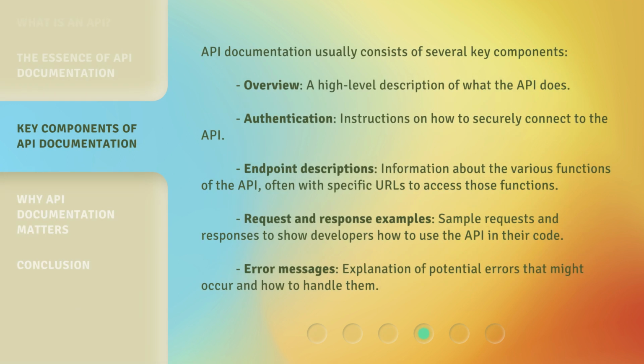API documentation usually consists of several key components. Overview: a high-level description of what the API does. Authentication: instructions on how to securely connect to the API. Endpoint descriptions: information about the various functions of the API, often with specific URLs to access those functions. Request and response examples: sample requests and responses to show developers how to use the API in their code. Error messages: explanation of potential errors that might occur and how to handle them.